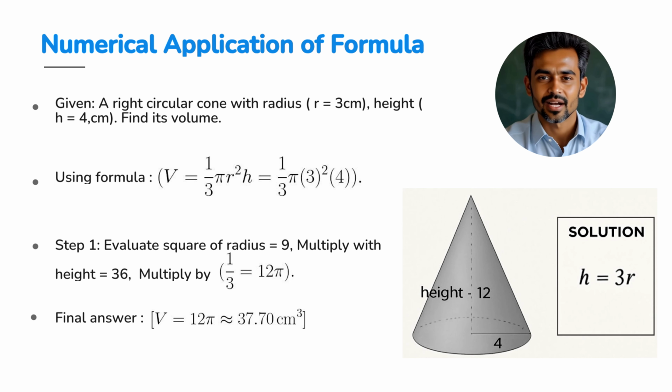If you like decimal answers, pi is approximately 3.14. So, 12 times 3.14 equals approximately 37.70 cubic centimeters. Imagine the cone with the radius and height labeled, and this solution neatly boxed next to it. Great job if you followed along. This kind of problem is super common in exams, so make sure you write each step clearly.